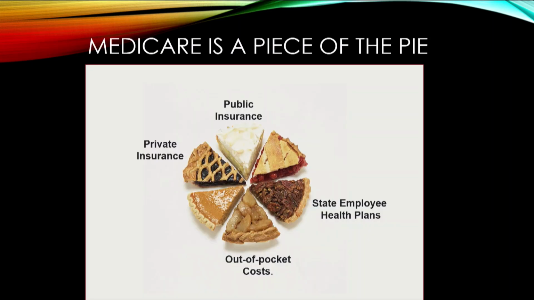So Medicare is a piece of the pie, right? So in the US, their health costs are paid in several ways. Public insurance such as Medicare, Medicaid, state employee health plans, out-of-pocket costs, and private insurance.